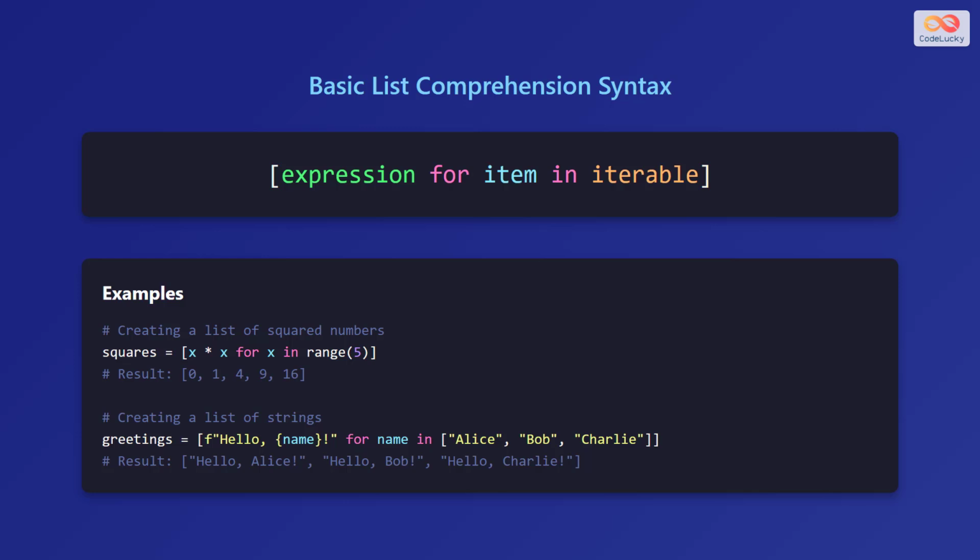Here are some examples to illustrate this. First, to create a list of squared numbers, we write x times x for x in range(5). This will generate the list 0, 1, 4, 9, and 16. Next, to create a list of greetings, we use an f-string, f"Hello, {name}", for name in a list of names like Alice, Bob, and Charlie. This will give us the list Hello Alice, Hello Bob, and Hello Charlie.